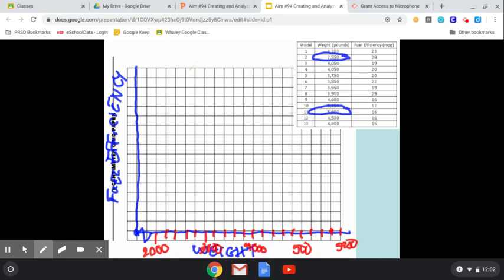Now we're going to do the same thing for your fuel efficiency. Look at the low. The low is 12. Look at the high. It's 28. So that's a difference of 16.